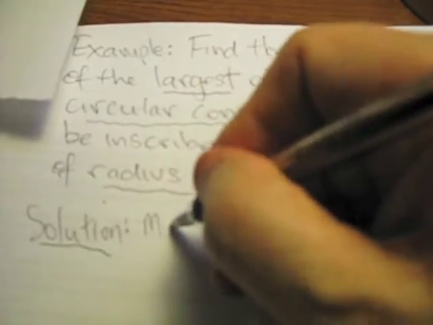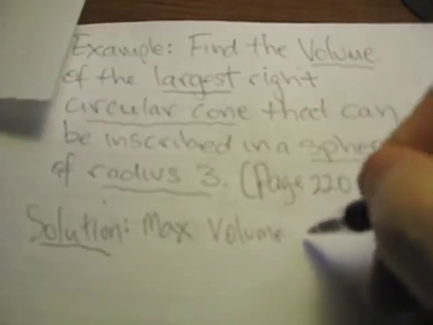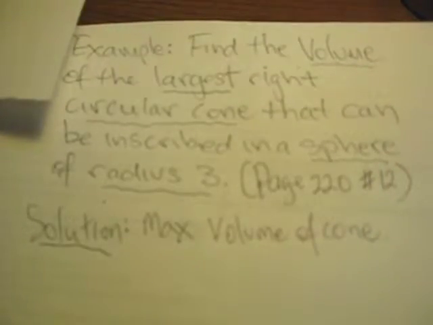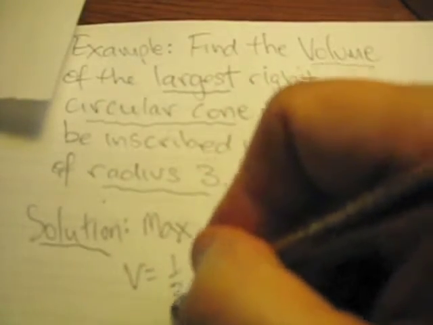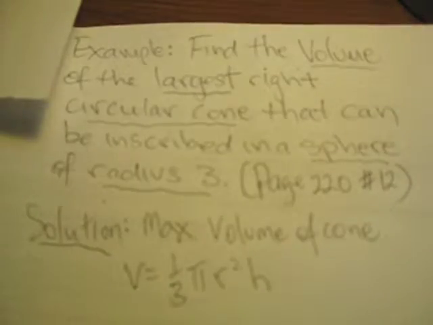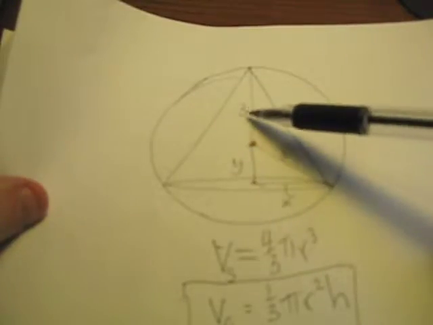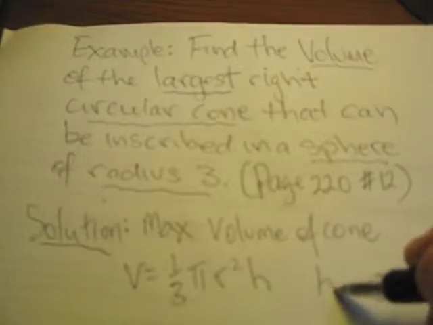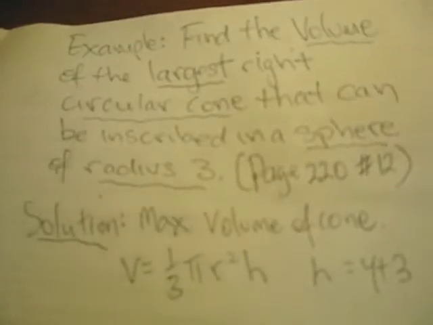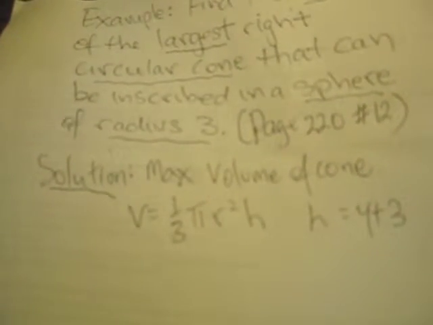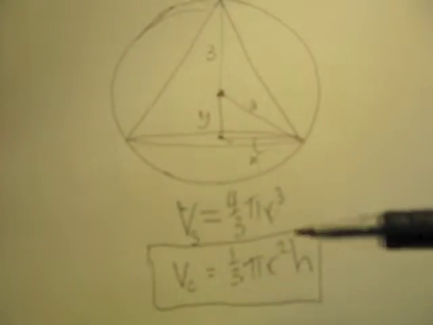So here's our solution. Remember, we want to maximize the volume of the cone. So V equals 1/3 pi r squared h. Now, from our picture, we can see that the height of the cone is y plus 3. So first of all we have that h is equal to y plus 3. Secondly, if we look at the picture, we need the radius. The radius is x, and what is this radius going to be?